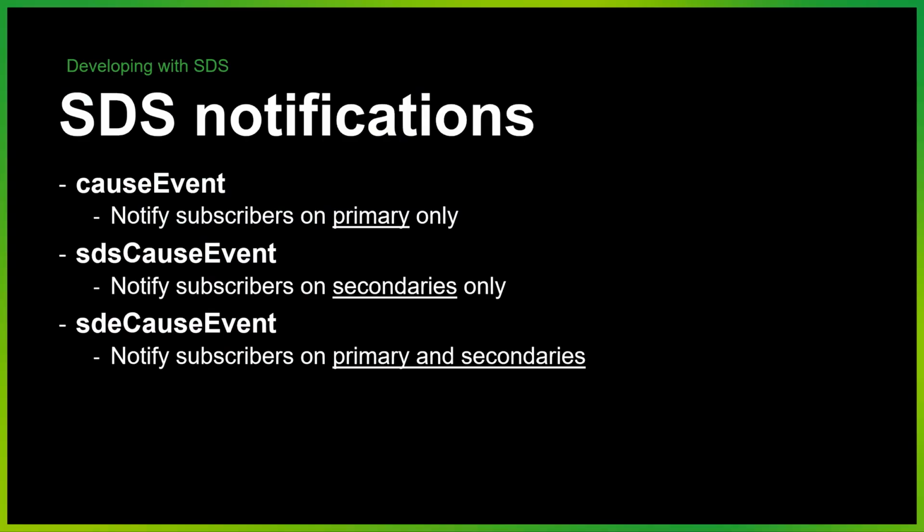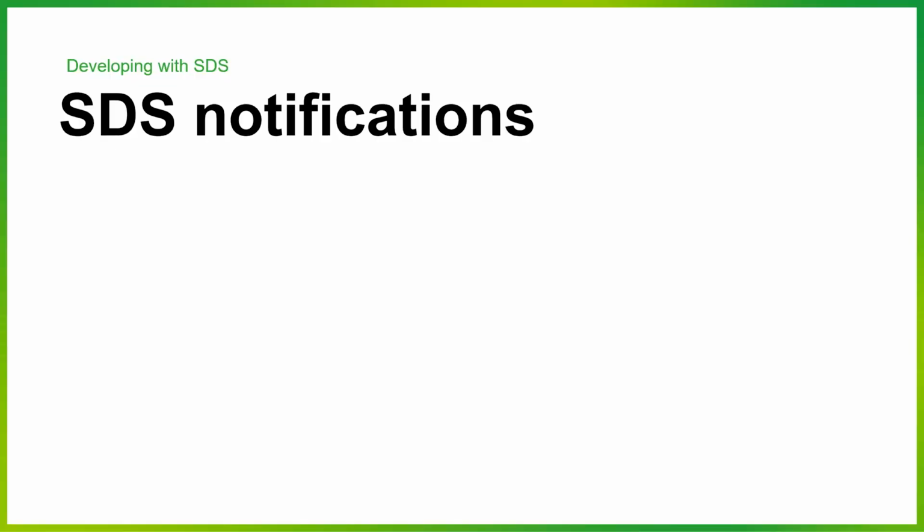SDS notifications. There are 3 different types of user events you can cause on the primaries and secondaries. You've got your standard cause event, which notifies subscribers on the primary only. You've got SDS cause event, which notifies subscribers on secondaries only. SDE cause event, which notifies both primary and secondary systems that subscribe.